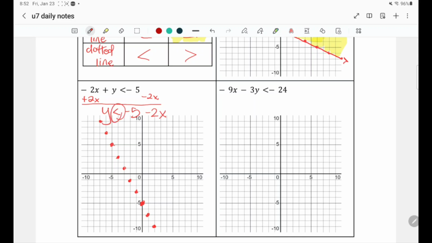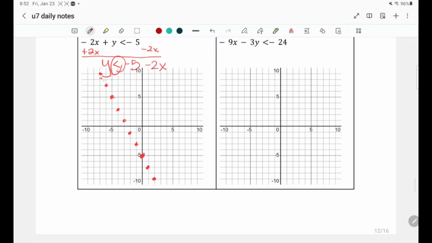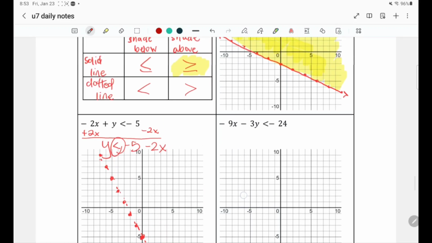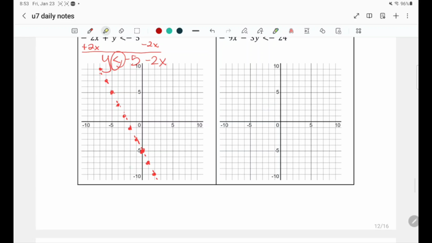Okay, and then I look at my symbol, and that's a less than, so it's going to be a dotted line. So I mean, we did dots already, but you can do a few more if you want to have a dotted line. And it is a less than, so I'm going to shade below. So I look at my y-axis and I'm like, okay, below it is this way, so it's everything this way. Most of the time you can just see that it's above or below, but sometimes it's tough, so always look at the y-axis.